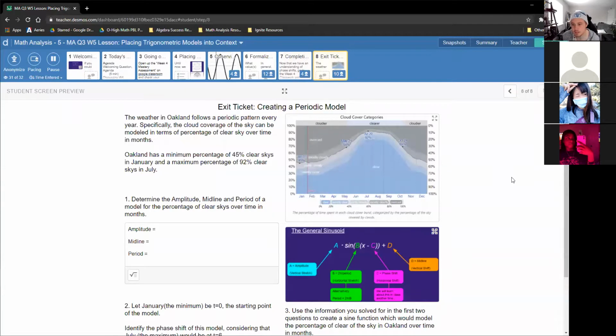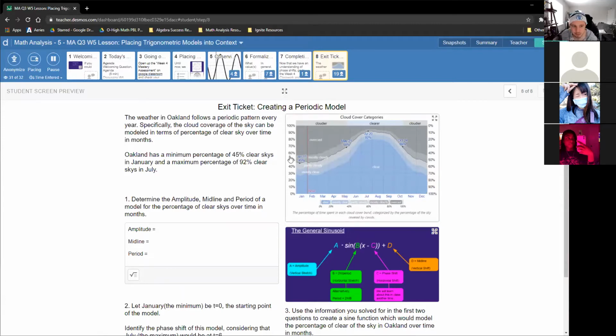All right, y'all. So go ahead and please take some time thinking about it. In this exit ticket, ask questions, by the way, if you have any questions while you're working on it. In this exit ticket, we're talking about weather in Oakland. We're specifically talking about cloud coverage, so how clear versus cloudy the skies are. In general, Oakland has a minimum sky clarity, a measurement of how clear the skies are, in January and a maximum of clear skies in July.